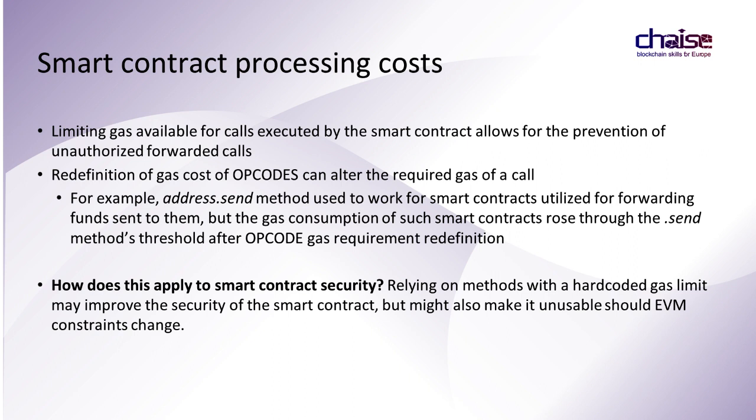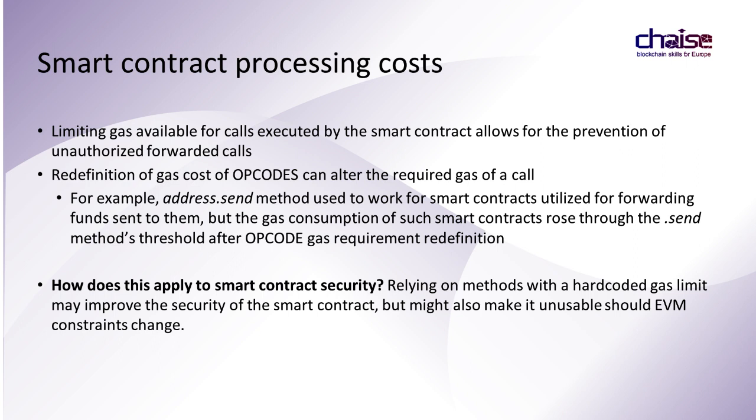Limiting gas available for calls executed by the smart contract allows for the prevention of unauthorized forwarded calls. For example, a malicious smart contract could pose as having a legitimate method available to the user, but really forward their call to perform a malicious action. Redefinition of the gas cost of opcodes can alter the required gas of a call. For example, the address.send method used to work for smart contracts used for forwarding funds sent to them, but the gas consumption of such smart contracts rose through the .send method's threshold after the opcode gas requirement redefinition.